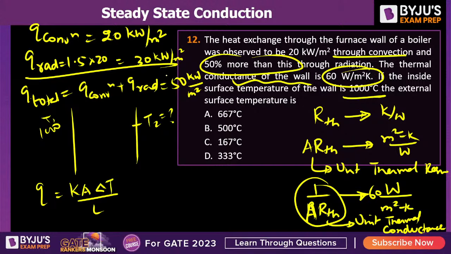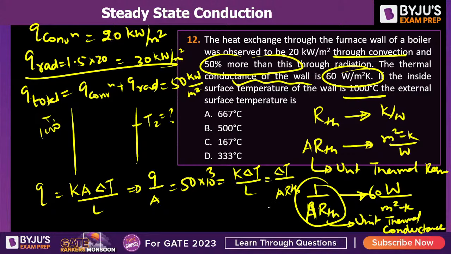And the rate of heat transfer is 50. So we can say Q by A, that is 50 into 10 to the power 3, is equal to K delta T by L. And that is equated with delta T upon A into RTH. Isn't it? What we can do from here is, don't use this.